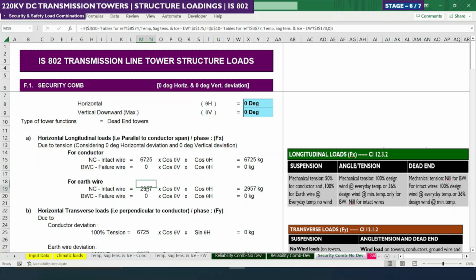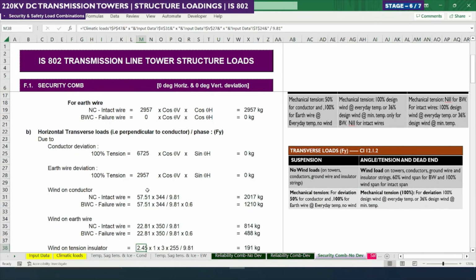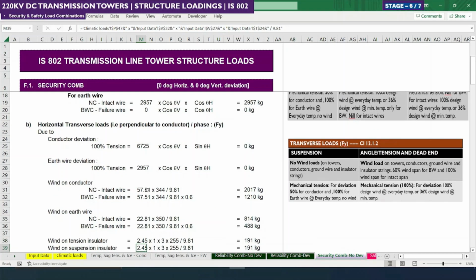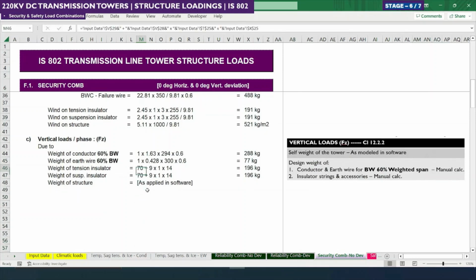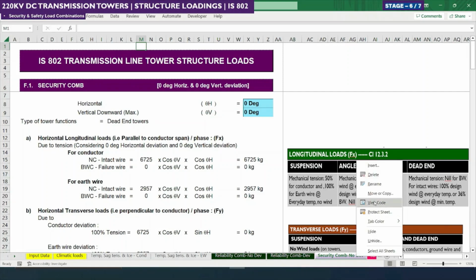So similar case is applicable for earth wire also, and the remaining things are same for transverse loads. Both tension and dead end tower are same, and also for vertical load it is same. So now we will move to how to calculate the deviation in case of security combinations.